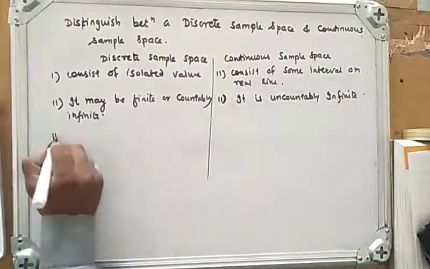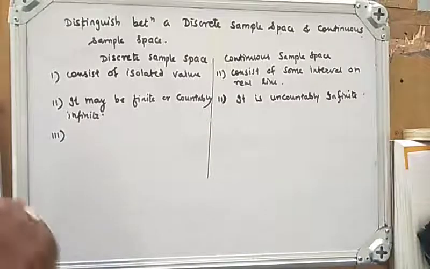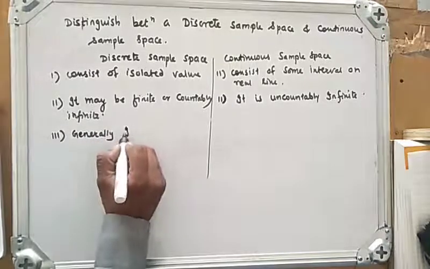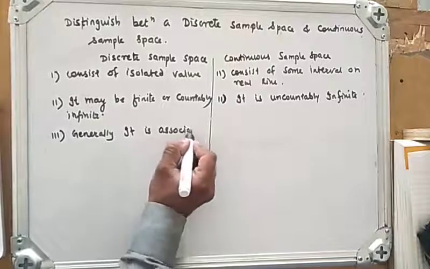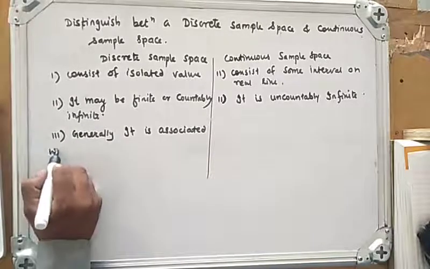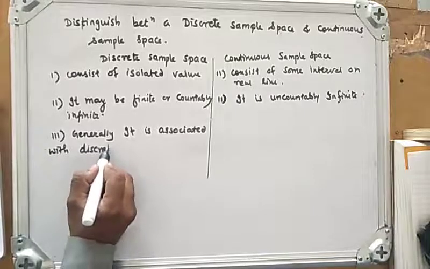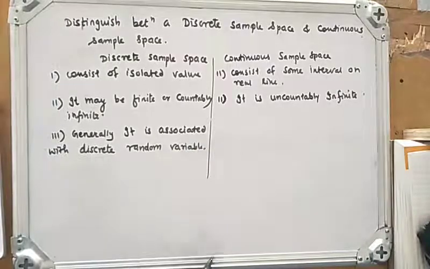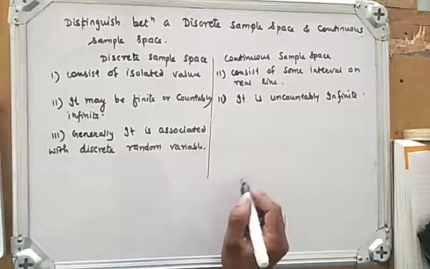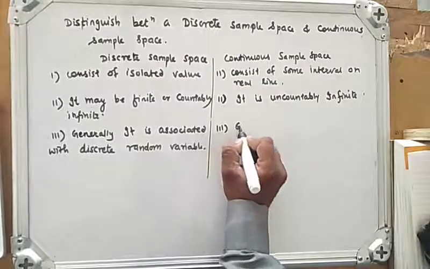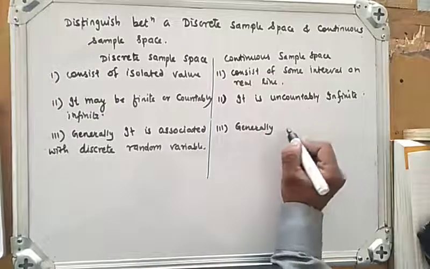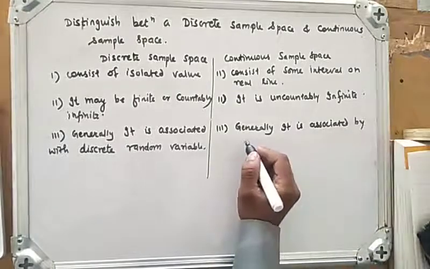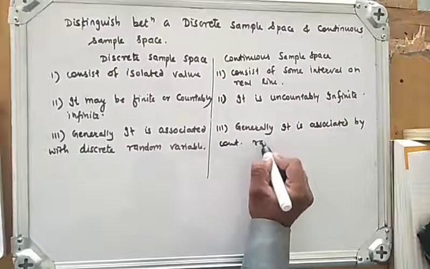Third point: a discrete sample space is generally associated with discrete random variables, and a continuous sample space is generally associated with continuous random variables.